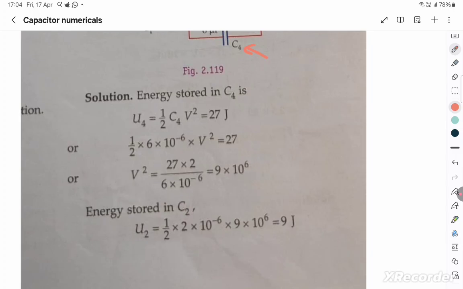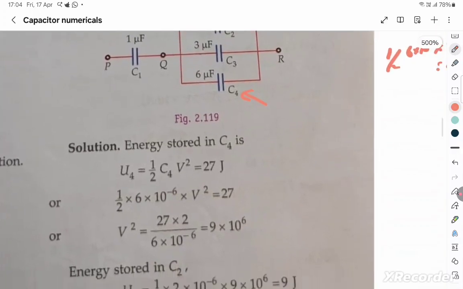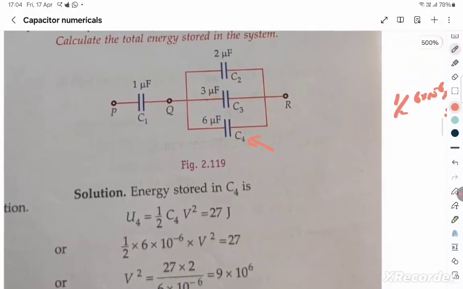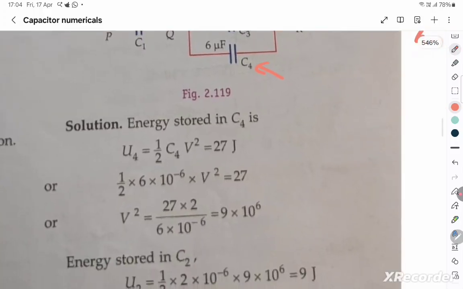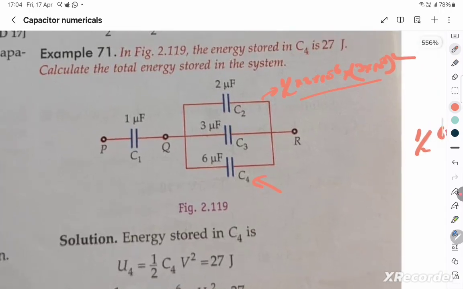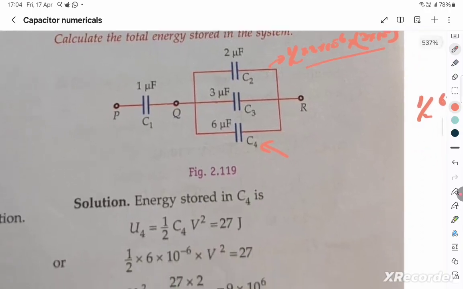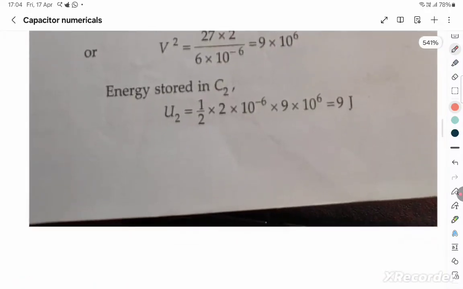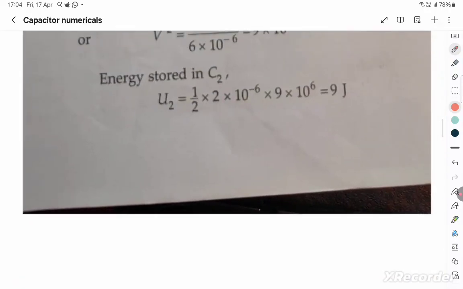So once you get the voltage, you can find the energy stored in C2, which is half into 2 into 10 to the power minus 6 into that voltage that you calculated. You can plug in that same voltage, which is 3 into 10 to the power 3 the whole square, and you can get the energy stored in that capacitor. Thus you found the energy stored.